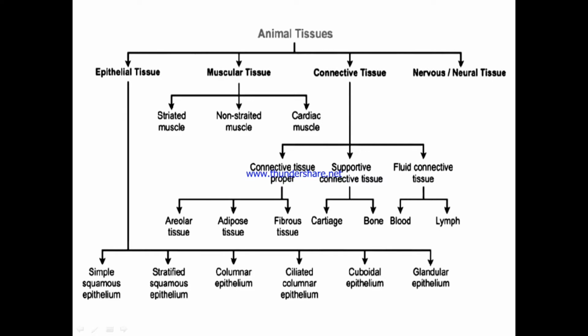Supportive connective tissue is only of two types: cartilage and bone, and fluid connective tissue is of two types: blood and lymph. Then comes muscular tissue. Muscular tissue is of three types: striated muscular tissue, non-striated muscular tissue and cardiac muscular tissue. So these are the classifications of epithelial tissue, muscular tissue and connective tissue. Here we see epithelial tissue is divided into 6 types. By the way, these 6 types are the main classifications of epithelial tissue, but broadly epithelial tissues are of 9 types. If 9 types, so what are they?